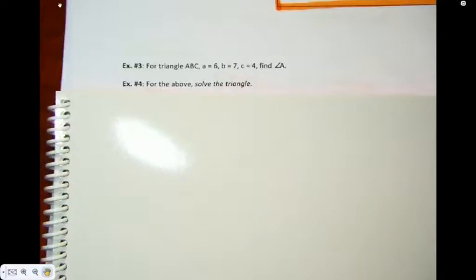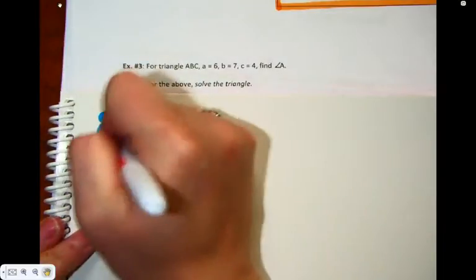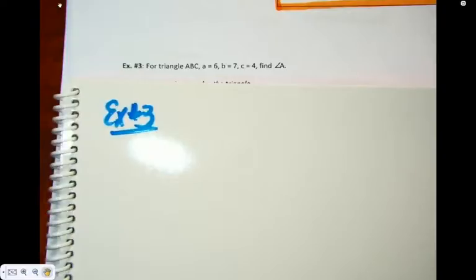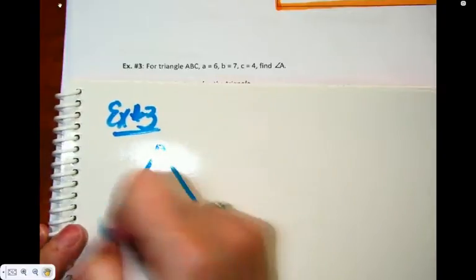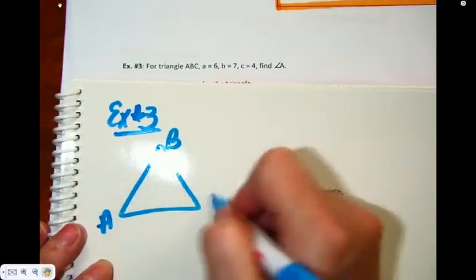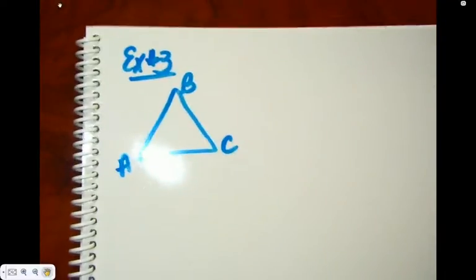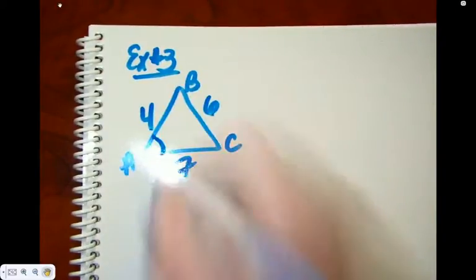Here's a typical question for this year. So example 3. It starts with the same triangle ABC and they give you a bunch of stuff. They told us A is 6, B is 7, C is 4. We want to know angle A.